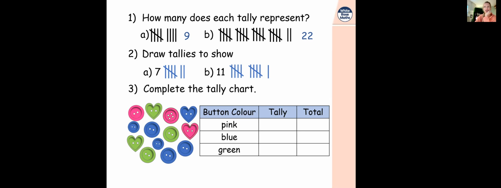Oh, hi. Right, let's have a look. Pink, we've got 1, 2, 3 pink buttons there, haven't we? 2 circle and heart. So there's 3 in total. The blue ones, I can definitely see more blue ones. 1, 2, 3, 4, 5, 6.